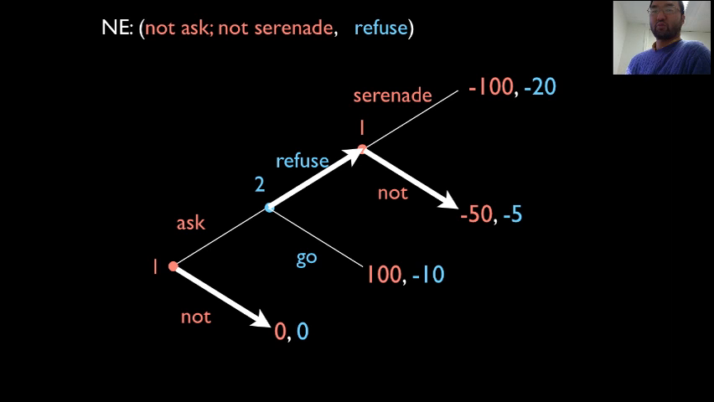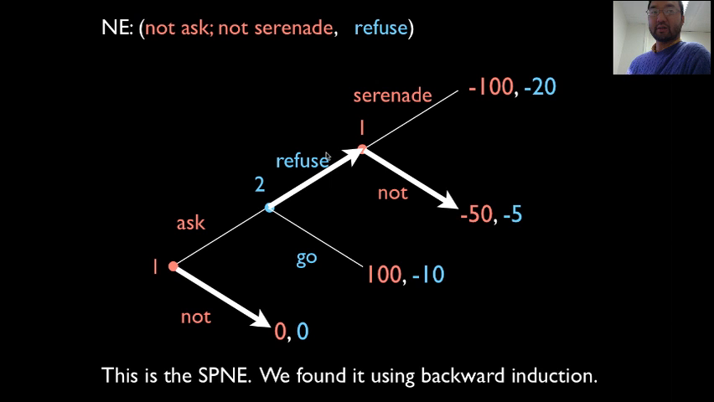Okay, so we found this using backward induction. It's the one where 1 doesn't serenade and 2 refuses. This is the subgame perfect Nash equilibrium. We found it using backward induction. Remember, to find all Nash equilibria, you have to do the table, and we found 3. One of them was subgame perfect.